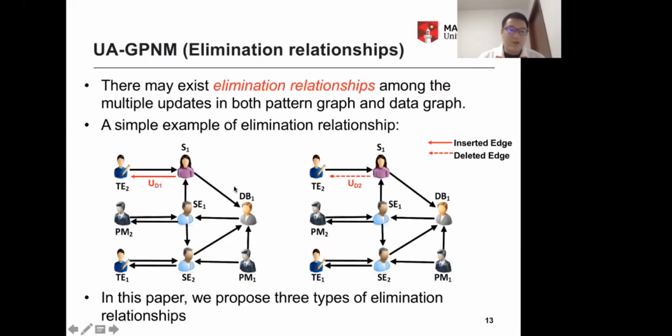So although there are 2 updates in the graphs, they won't affect the final GPNM results. So this is a simple example of the elimination relationship. Of course, the elimination relationship is not just limited to this kind of updates. So in our paper, we propose 3 types of elimination relationships.